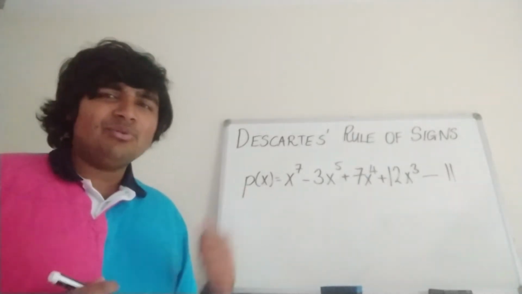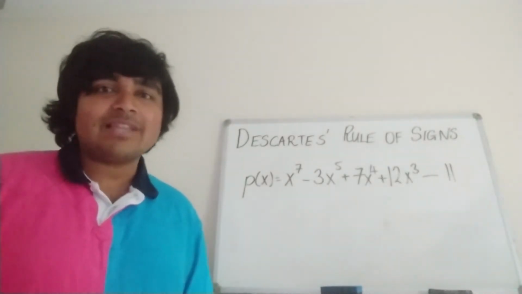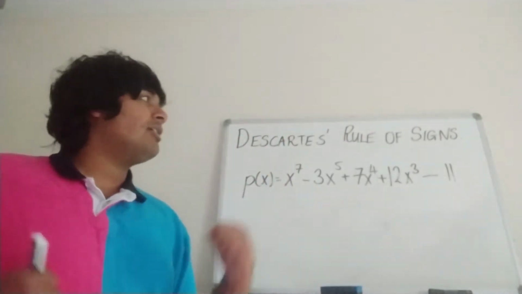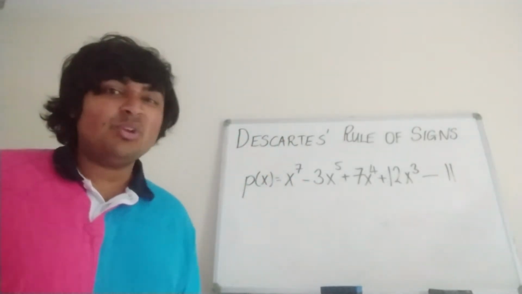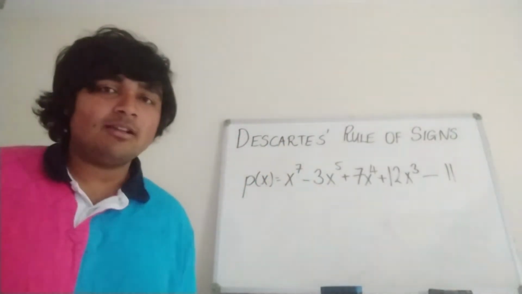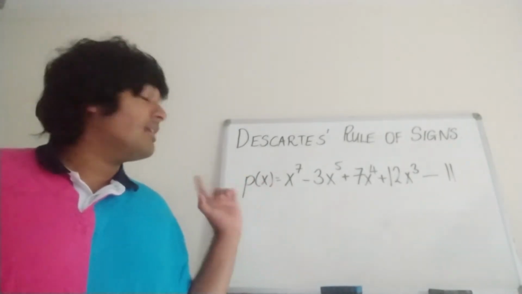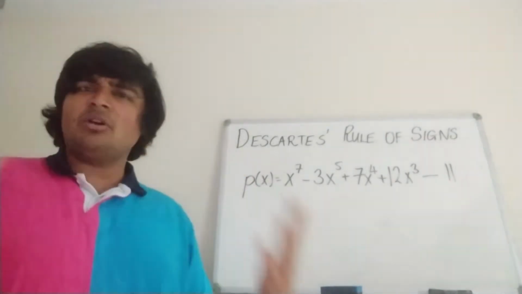Today I'm going to be showing you a really cool theorem all to do with polynomials and their roots. This is known as Descartes' Rule of Signs. Now, what is it? Well, I've just drawn up an example polynomial. What I'm going to do is use this as an example to explain what the whole theorem is about.